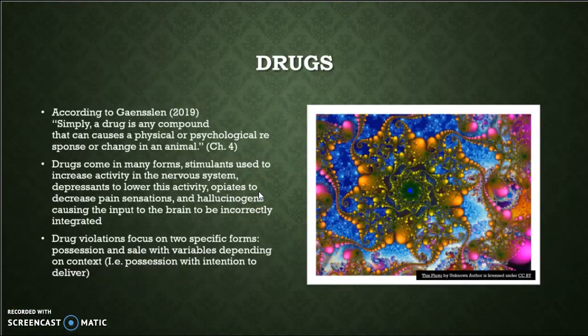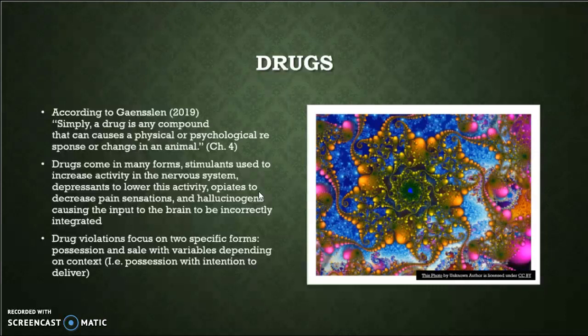So, drugs, according to Gainsland, is any drug or compound that can cause physical or physiological response or change in an animal. This includes human beings. They can come in many forms. Stimulants, which are used to increase the activity in the nervous system. Depressants, which cause the opposite effect of this. Opiates decrease any pain sensations, and hallucinogens cause the input to the brain to be incorrectly integrated, causing visual or audio data to be mangled.